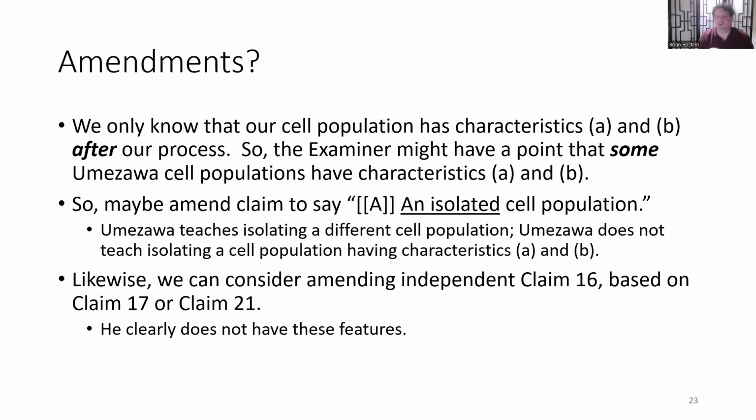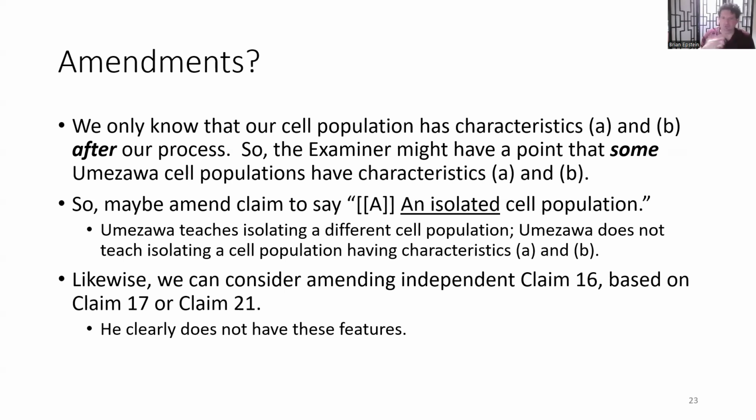So what if I want to amend? Maybe I will amend the claim to say an isolated cell population, right? Umezawa teaches isolating a different cell population. It doesn't teach isolating a cell population having characteristics A and B.